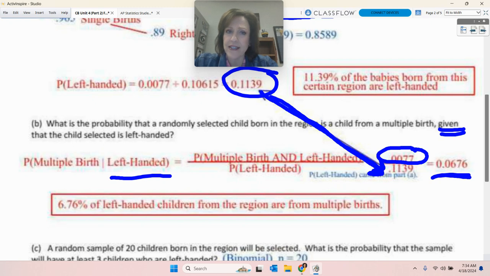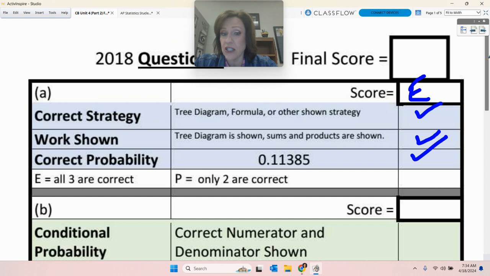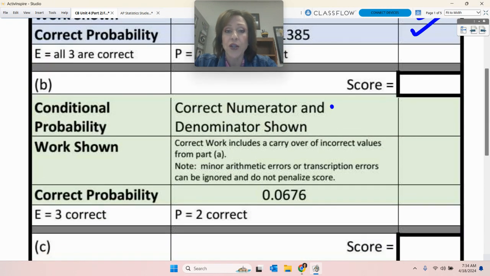You don't have to have this sentence here, okay? But they needed to see this correct numerator and denominator, and of course, that left-handed probability based on part A, and then the answer. So let's look at the actual grading. Yep, numerator and denominator. Because, well, and then this would show that correct carryover from the values in part A.